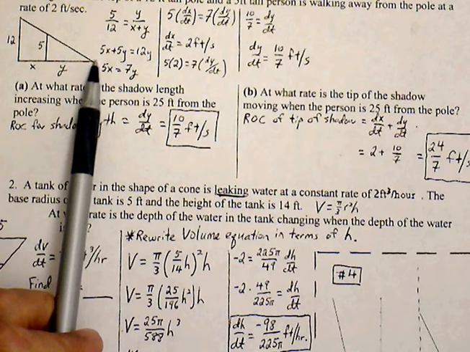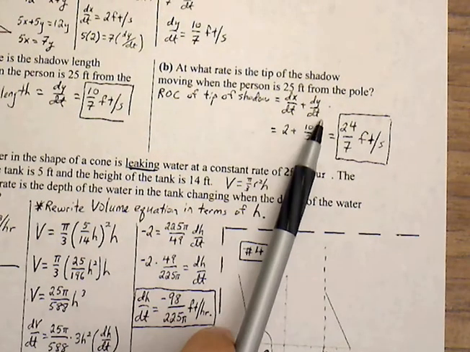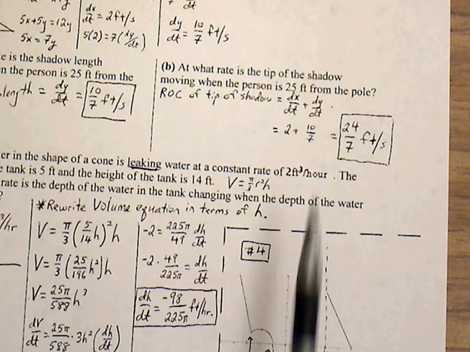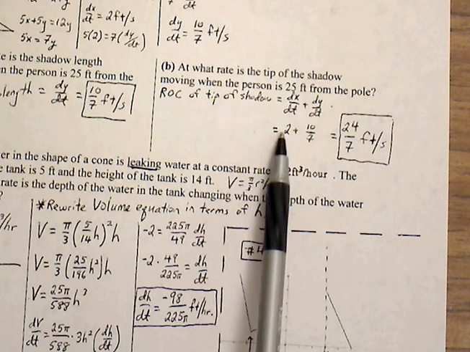So rate of change of person walking plus rate of change of shadow length, 2 plus 10 over 7. Find a common denominator. We get 14 over 7 plus 10 over 7. That will be 24 over 7.